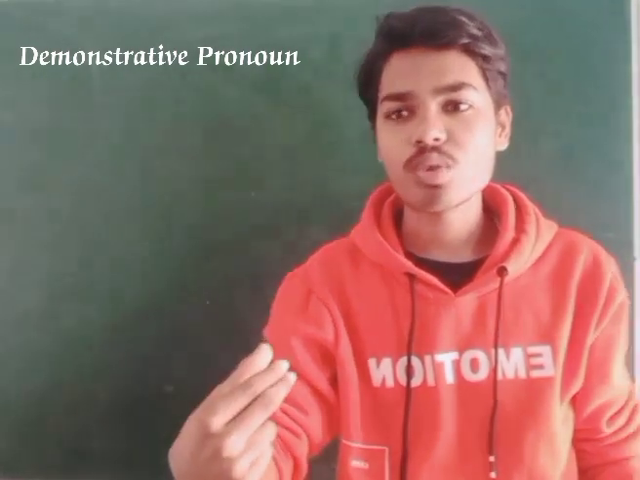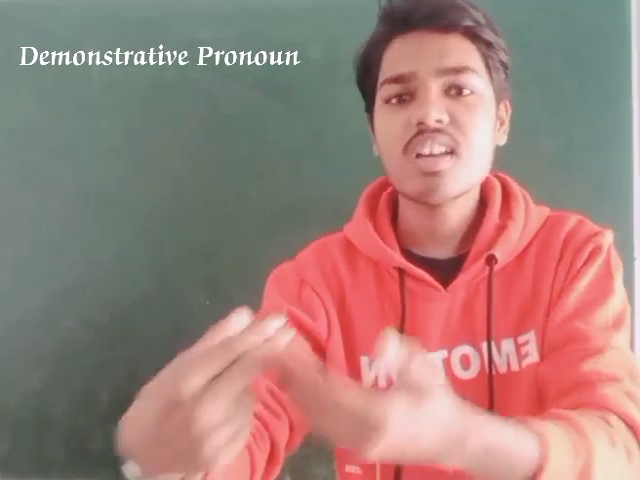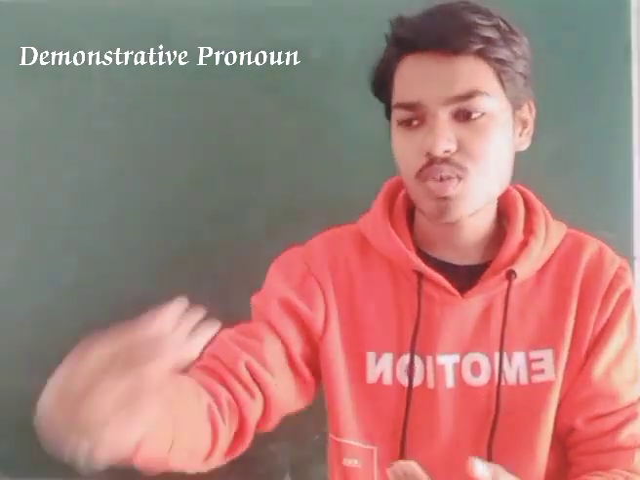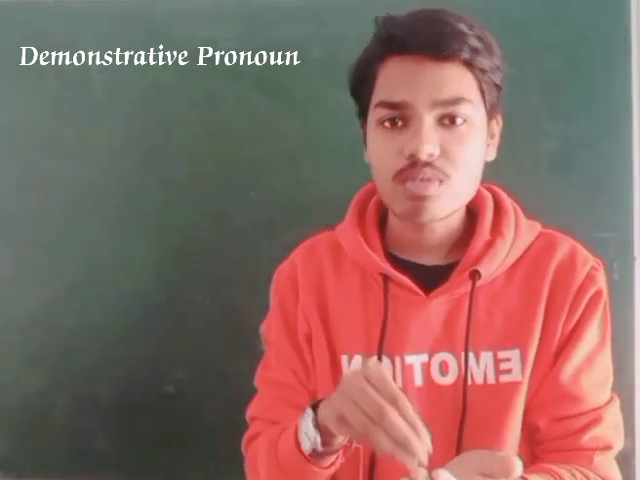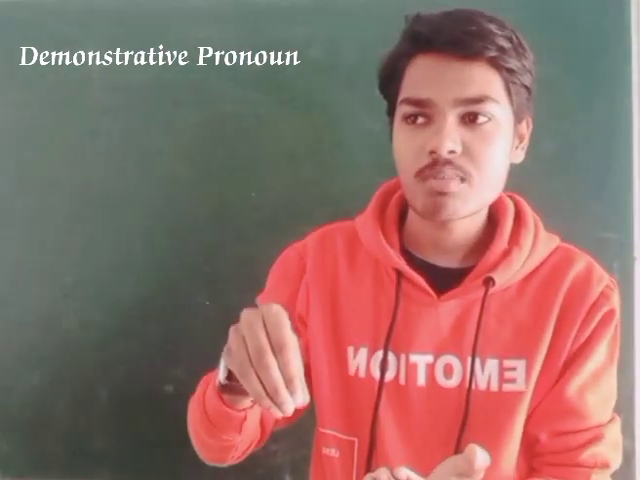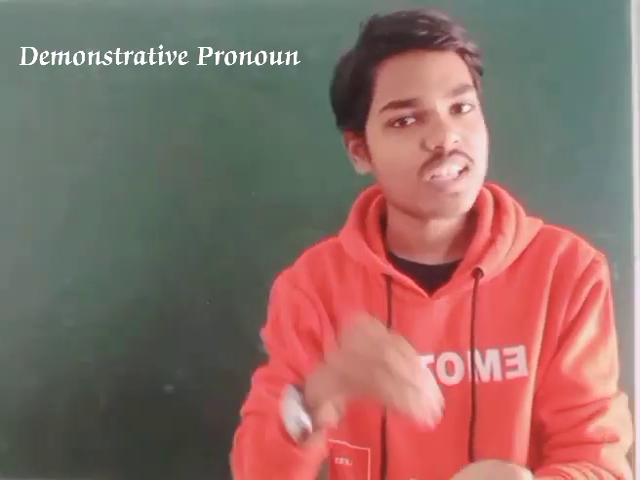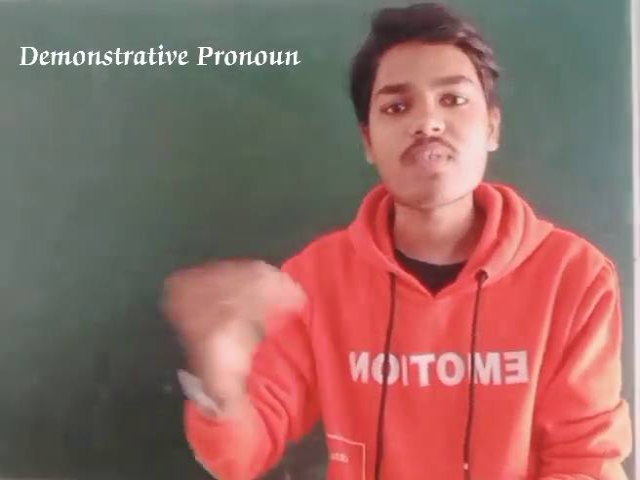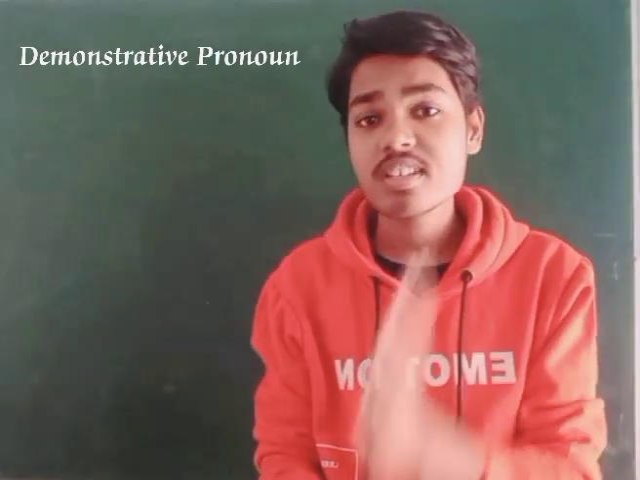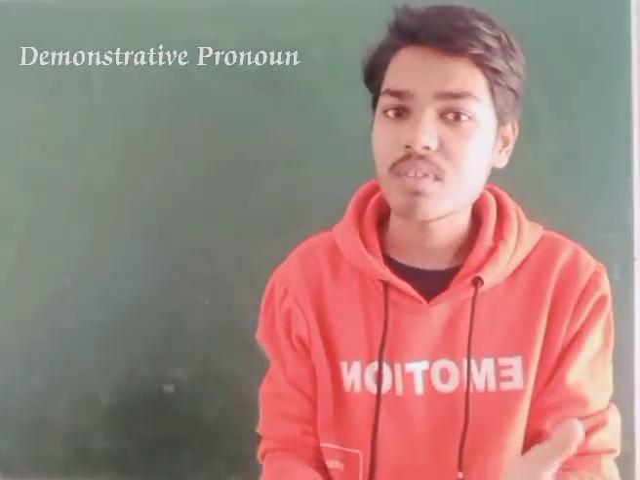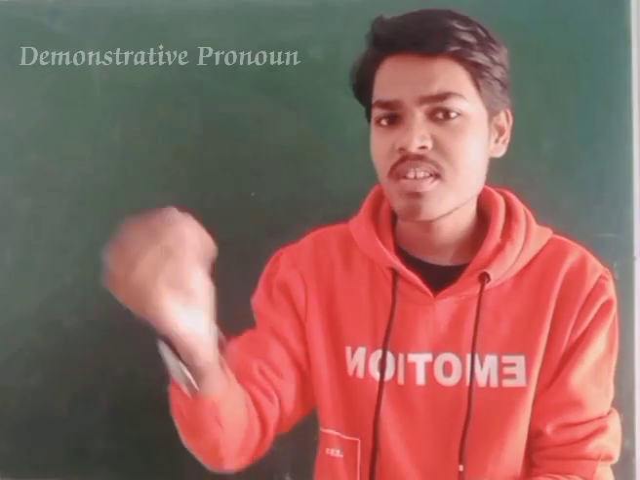Whenever you have to show something which is near in front of you, which is totally near, you have to use this. Otherwise, suppose something is far from you, then you have to use that. So in the case of near you have to use this, in the case of far you have to use that. It is only used in the terms of singular. When you have to use the plural, you have to use these and those.